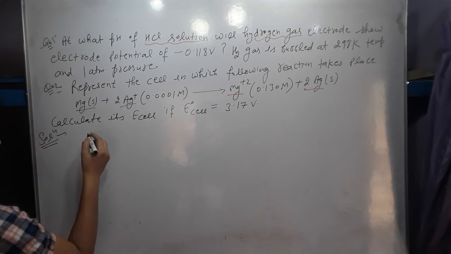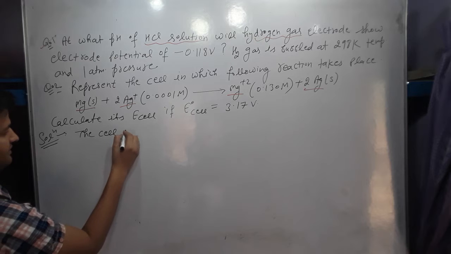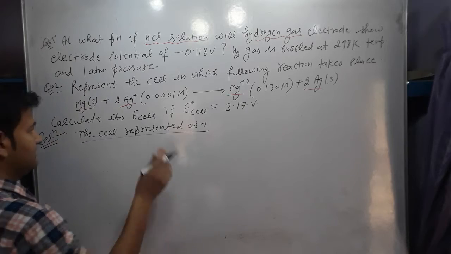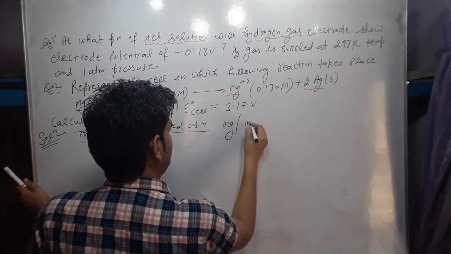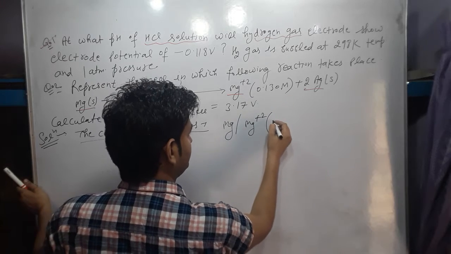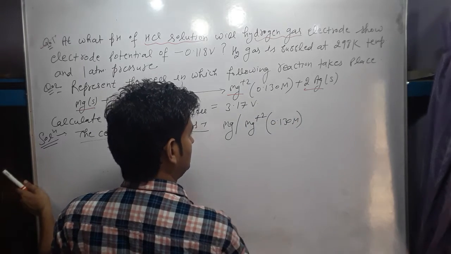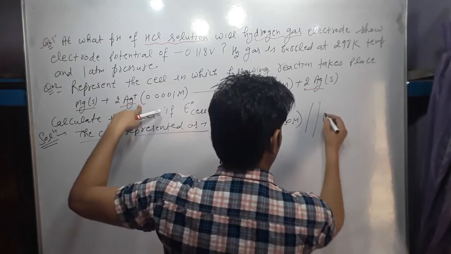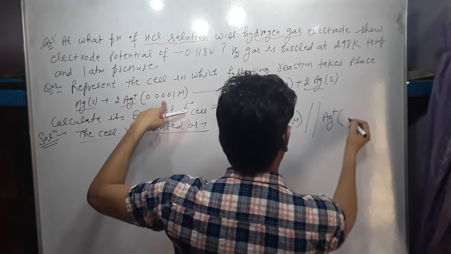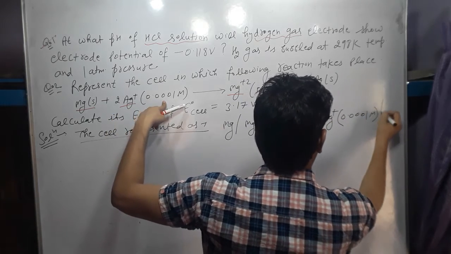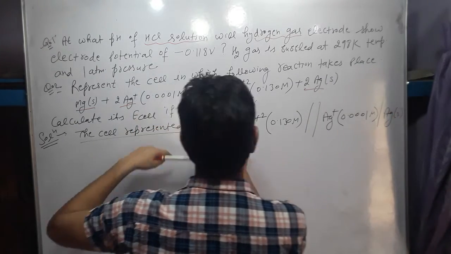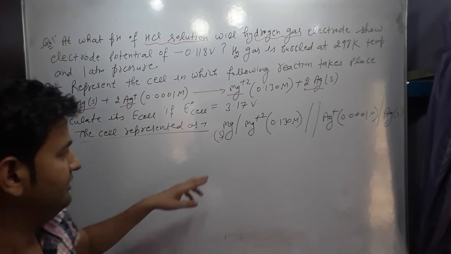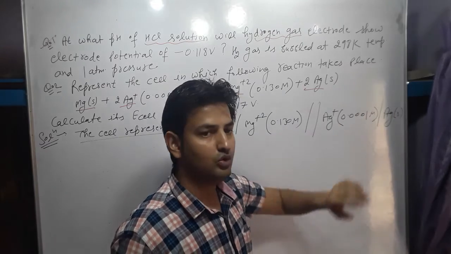So the cell can be represented as: magnesium converts into magnesium 2 plus with concentration 0.130 molar. Now the salt bridge is represented, and next is the silver ion Ag plus with concentration 0.001 molar, into silver, which is solid. So we can represent the cell in the form Mg, Mg2 plus, Ag plus, Ag.